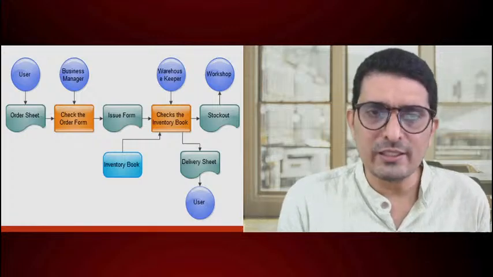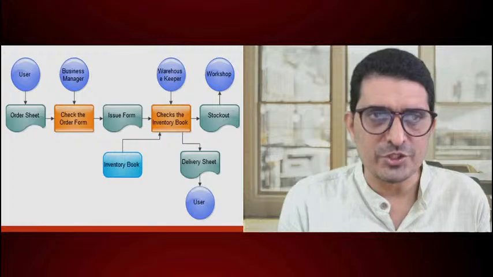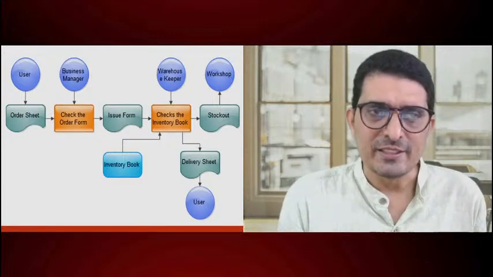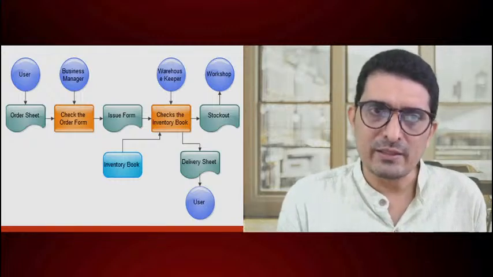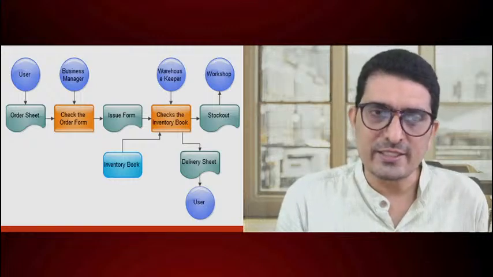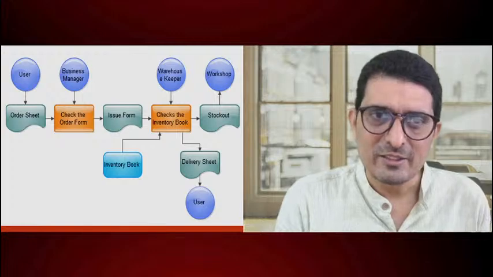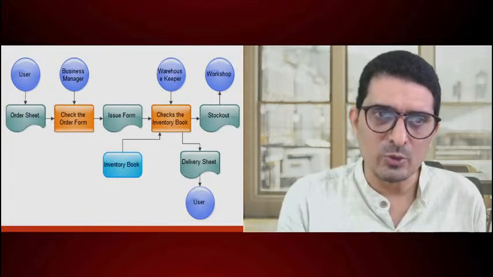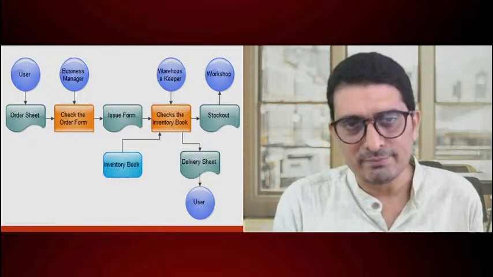When you order an item, the user submits the order sheet, then it reaches the business manager, he checks the order form, then he issues the form, then the form goes to the warehouse keeper, then he just checks the inventory books whether stock is there. Then it goes to the workshop, then stock out, then delivery sheet, then it goes to the user.